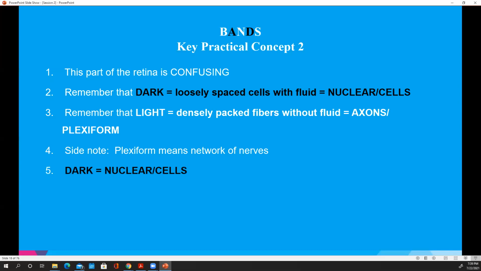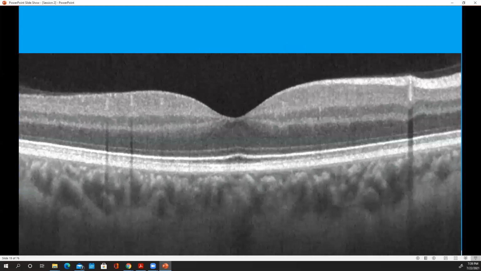Okay, so dark equals nuclear cells now. So instead of using the word dark, we're going to just say nuclear, or we're going to say cellular, whatever you pick. And if it's light, we're going to say axons instead of light, or plexiform, whichever you'd like, okay? And remember, easy thing, retina, thank God, light alternates with dark. It makes sense physiologically when we get to it, but light alternates with dark when you're looking macroscopically.